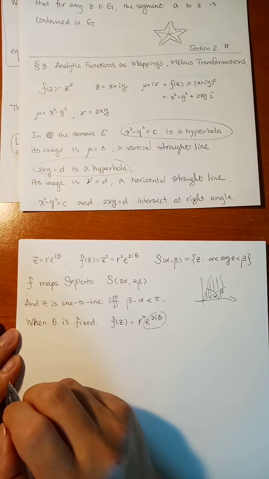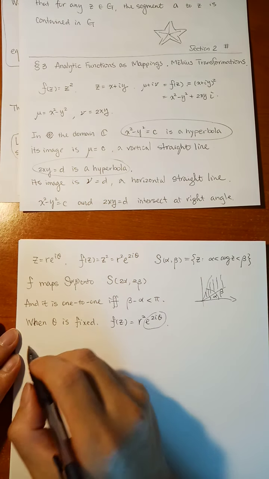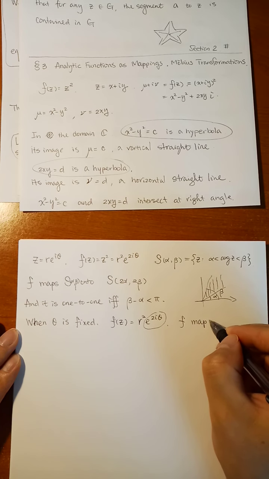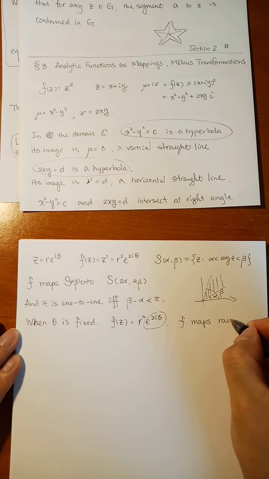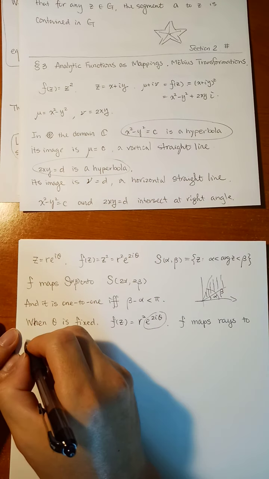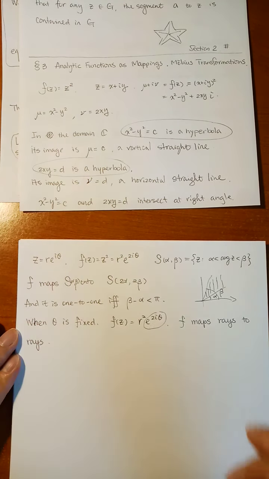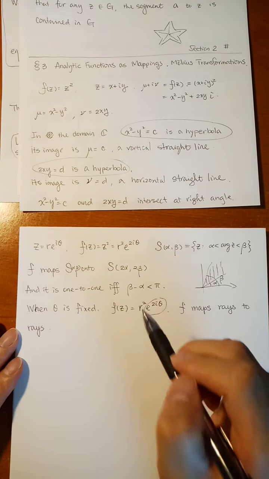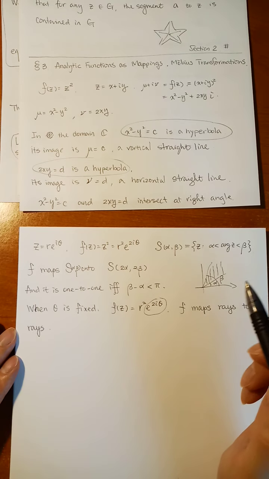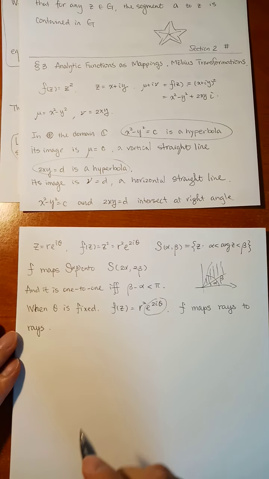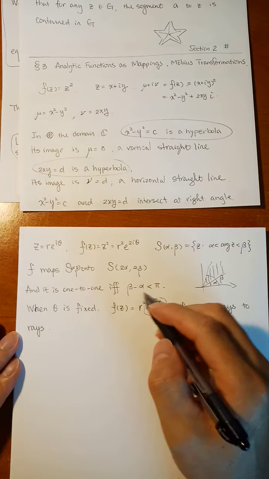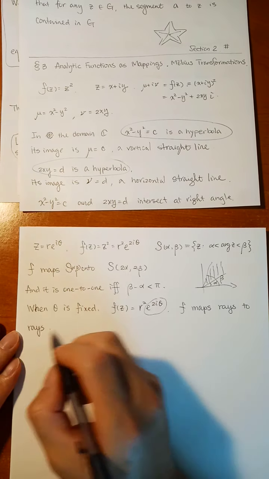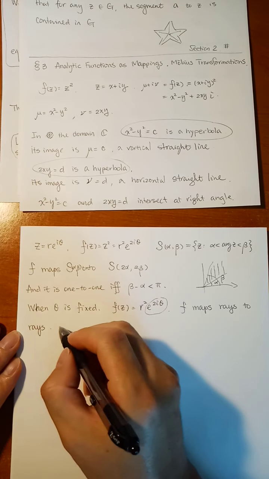So f maps rays to rays. f maps the region to this region. It's 1-to-1 and onto under certain conditions. So there is a natural question from here. You have one region to another region with a 1-to-1 and onto property. Then from here we have a question.